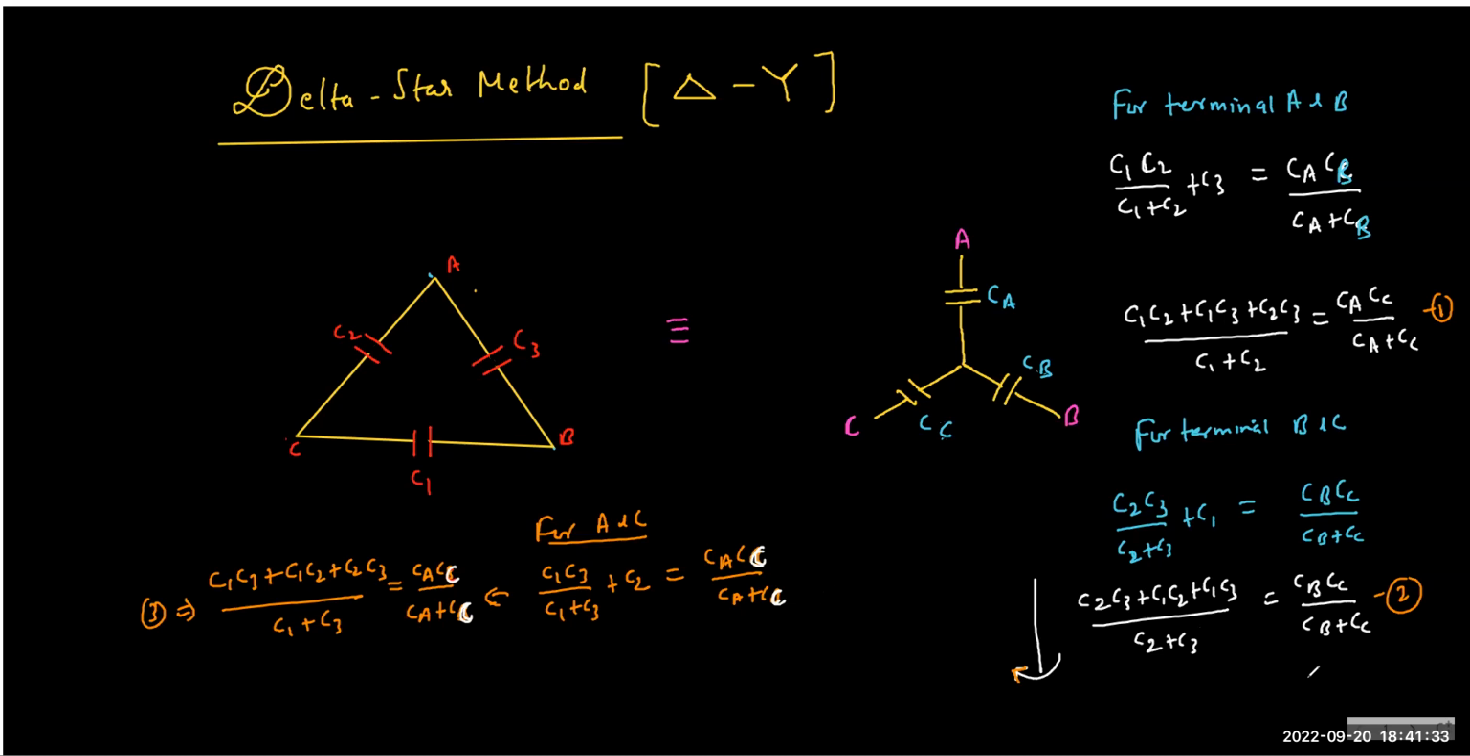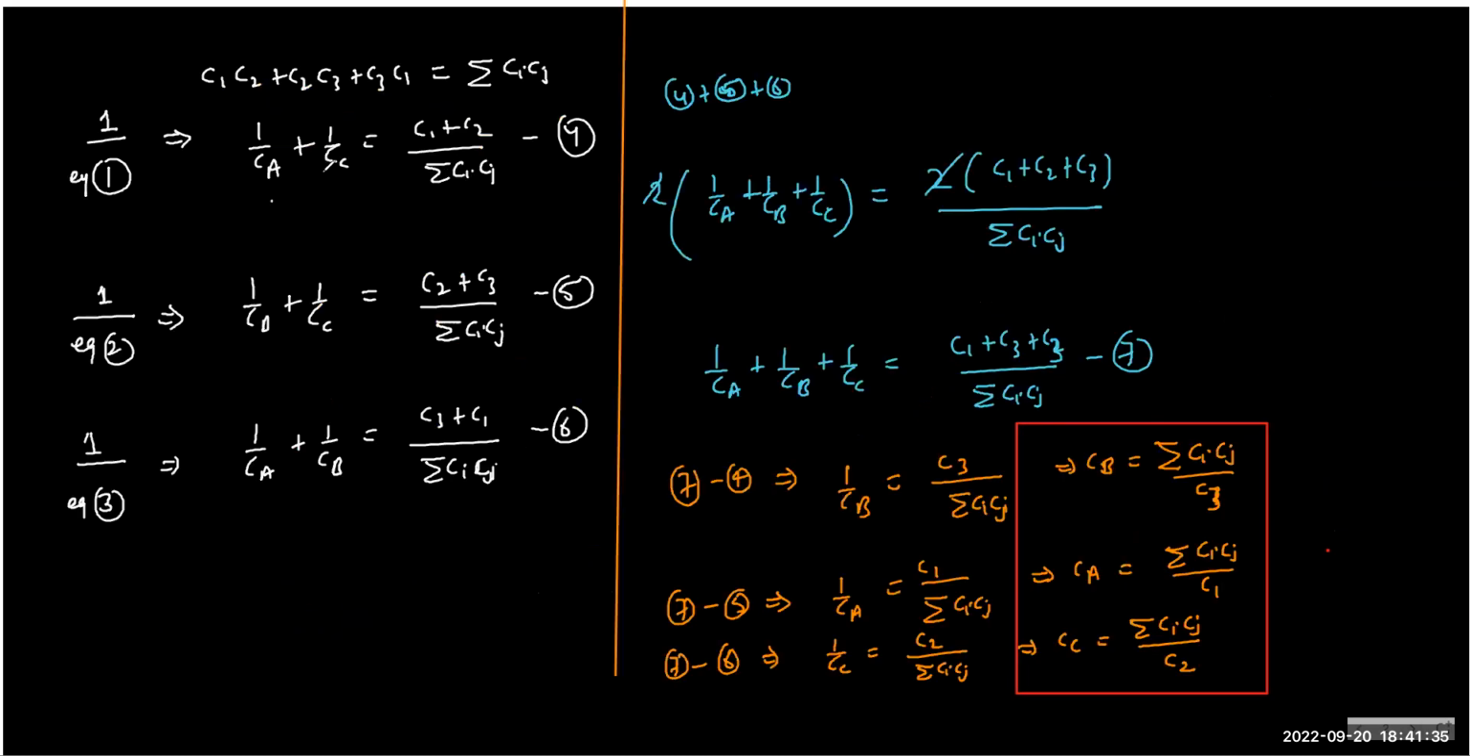Okay. So now we can get the correct answer. This is A and B. This is B and C. This is C and A. So you can see you'll get all answers correctly.